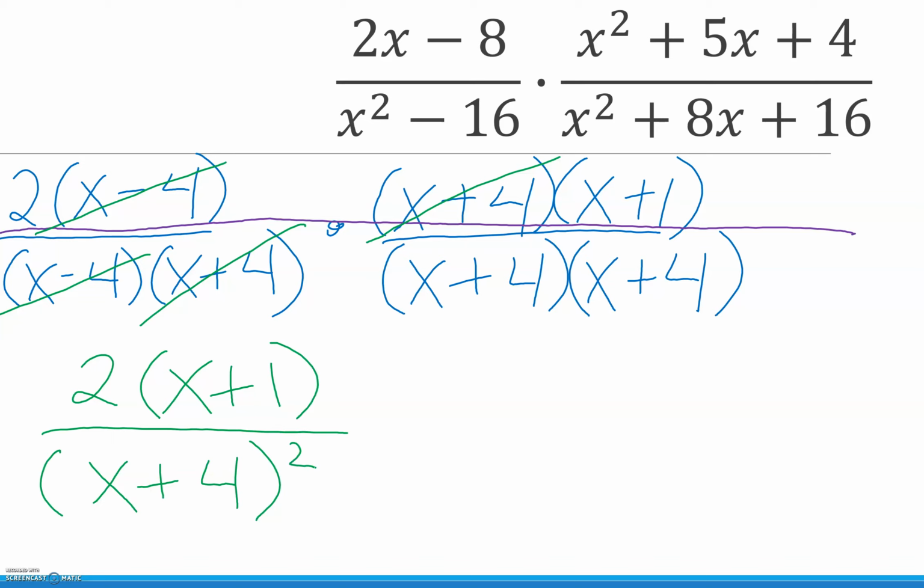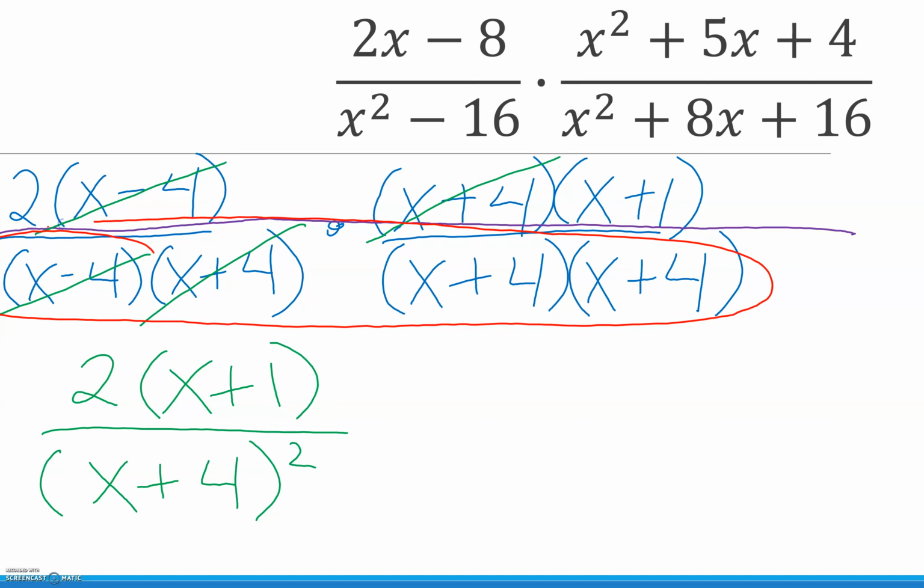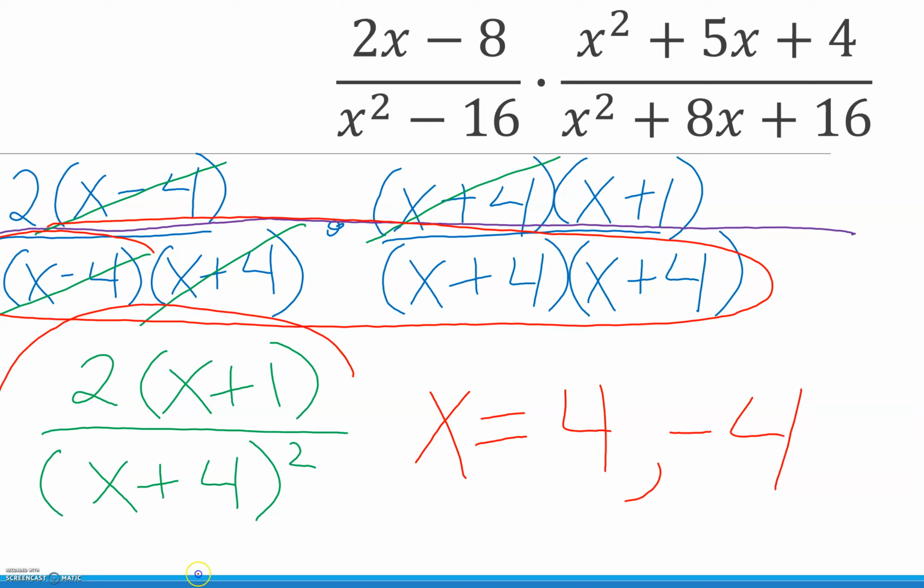And we do have restrictions. Now, when we look for the restrictions, I have to look at all of these denominators. So x cannot equal 4, and it can also not equal negative 4. So this would be our final answer. These would be our restrictions.